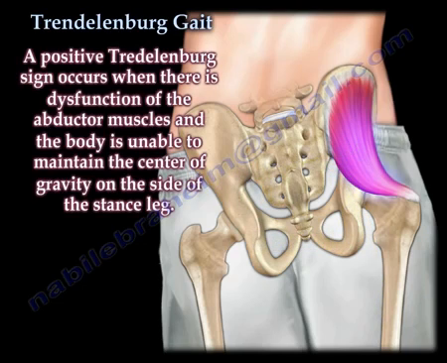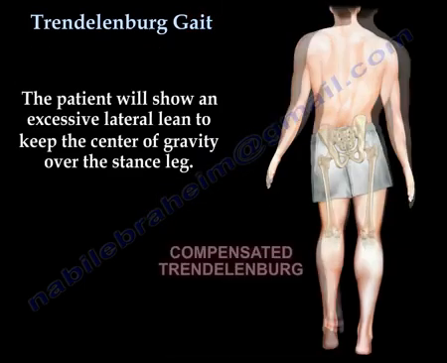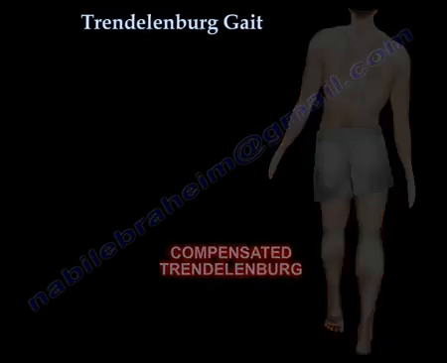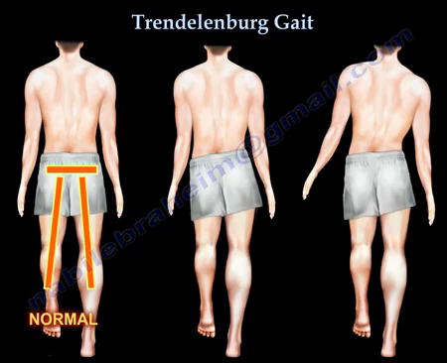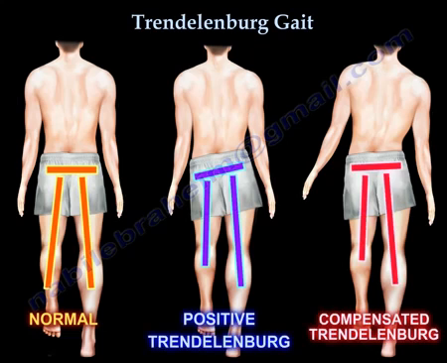A positive Trendelenburg sign occurs when there is dysfunction of the abductor muscles and the body is unable to maintain the center of gravity on the side of the stance leg. The patient will show an excessive lateral lean to keep the center of gravity over the stance leg. Here you can see an example of a normal gait, a Trendelenburg gait, and the compensated Trendelenburg gait.